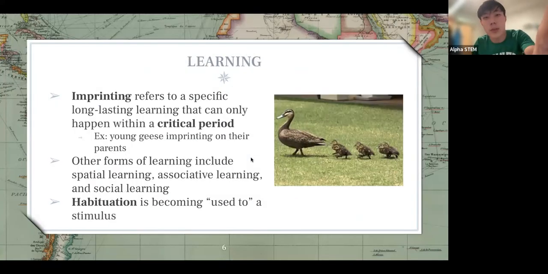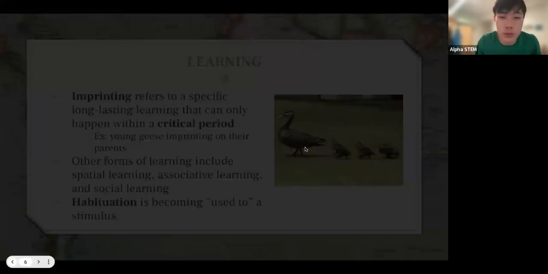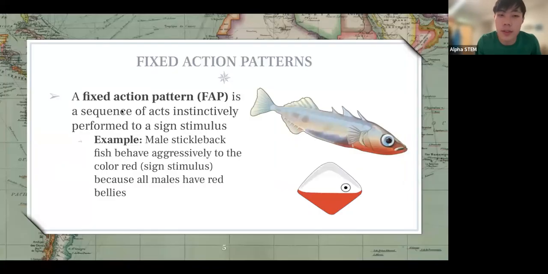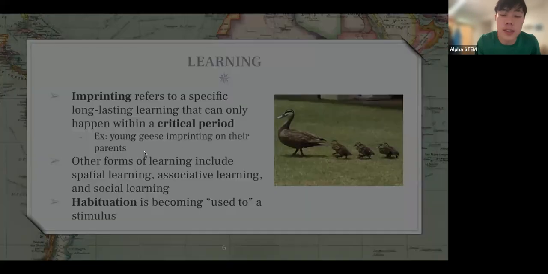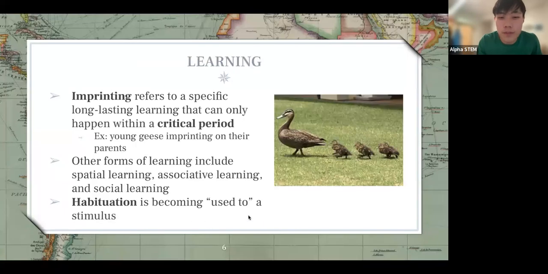On the other hand, many animals do in fact learn different things. Learning refers to acquiring new information and then changing your behavior based on it, rather than the male stickleback fish, which was born with this instinctive aggression when they see the color red. For example, imprinting refers to a specific type of long-lasting learning that can only happen within a critical period.